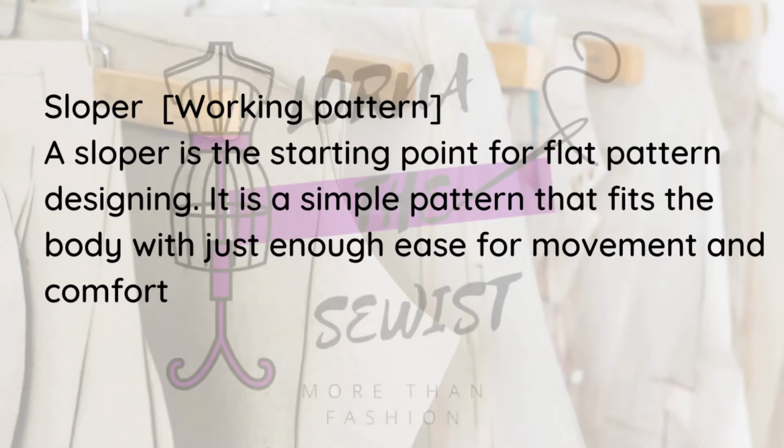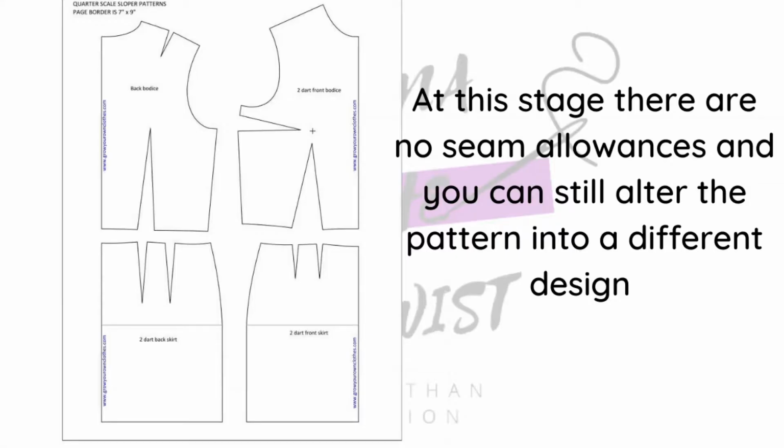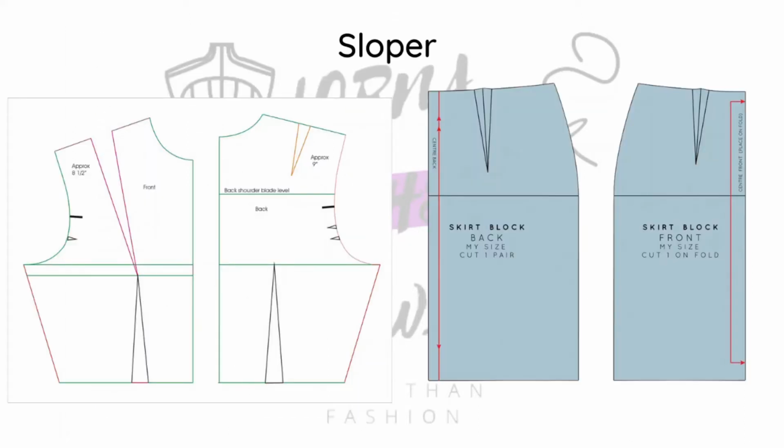So a slopper is a working pattern. That's how we called it in college. Basically, it's the starting point of a flat pattern. It's a simple pattern that fits the body well and is easy enough for movement and comfort. As you can see from the rest of these images, there are no seam allowances in a slopper. So that is basically how it looks. You cannot yet use it like this because it doesn't have seam allowances yet.